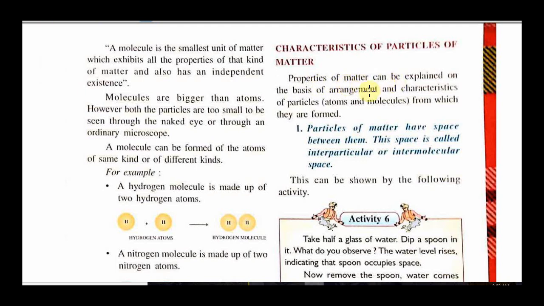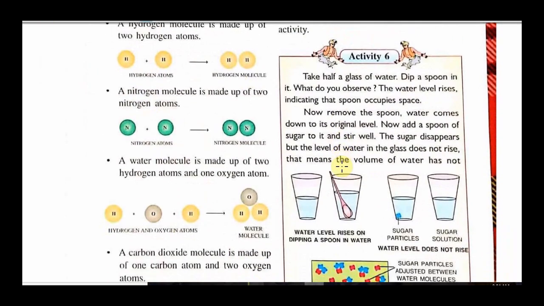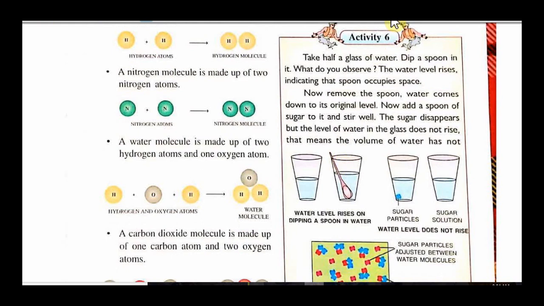Properties of matter can be explained on the basis of arrangements of molecules and atoms. Now, first point, particles of matter have space between them. This space is called interparticular space or intermolecular space. This can be proved by this activity number 6. Students, on the right hand side, please check the mouse cursor. I am highlighting this mouse cursor with a yellow color so that you can quickly go to the point where I am trying to locate.